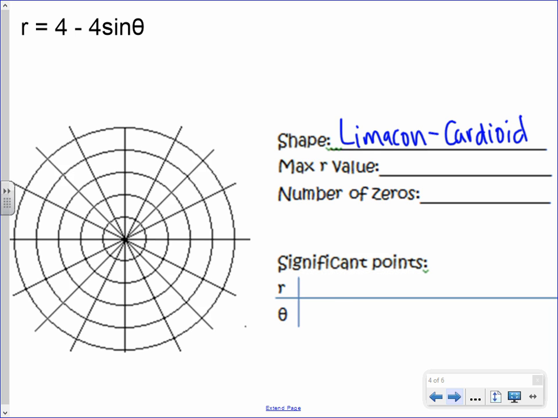All right? Like all limacons, we'll plug in 0, pi over 2, pi, 3 pi over 2, and 2 pi. So help me out. Sine of 0 is 0. So we have 4 minus 4 times 0. Oh, I need to back up one moment. What is our max r value?